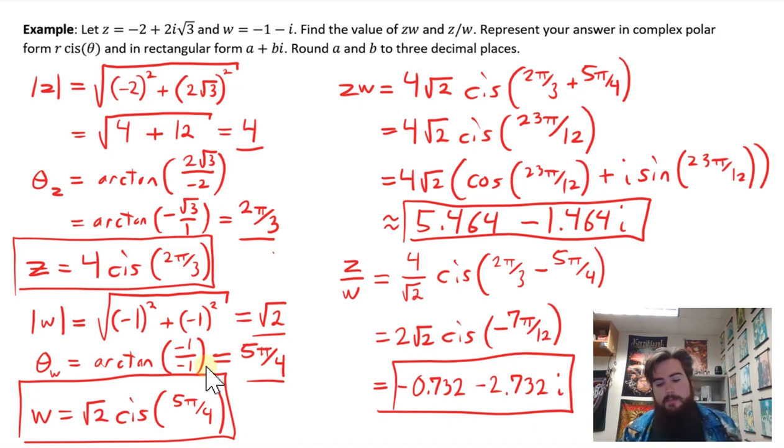Again, we could have done that by calculating and multiplying, dividing in rectangular form first, and then converting into complex polar form. But I wanted to use this case to demonstrate how to work with both the product and quotient rules.